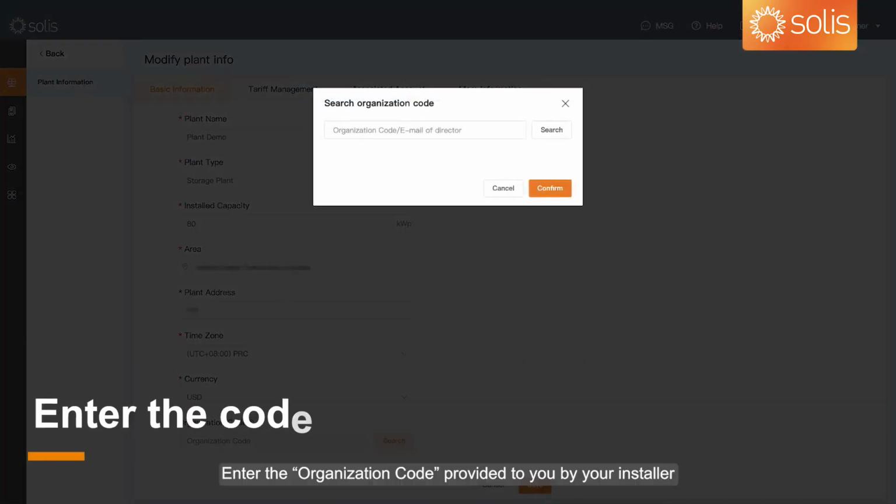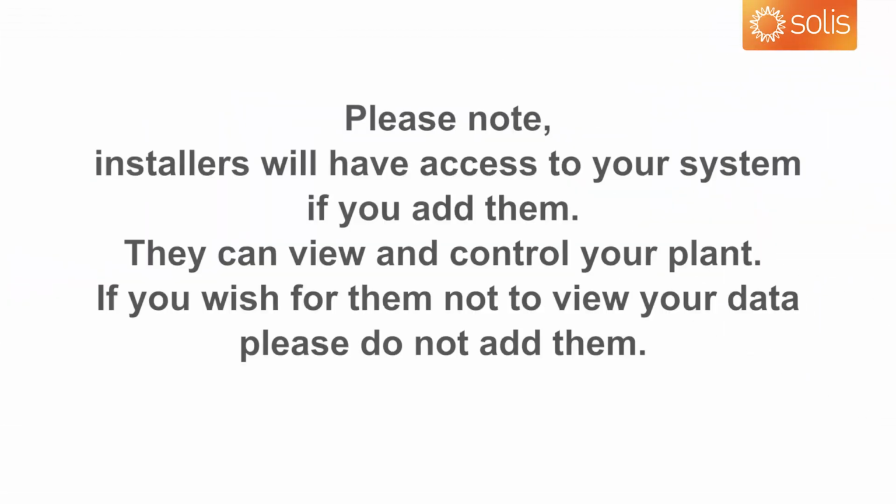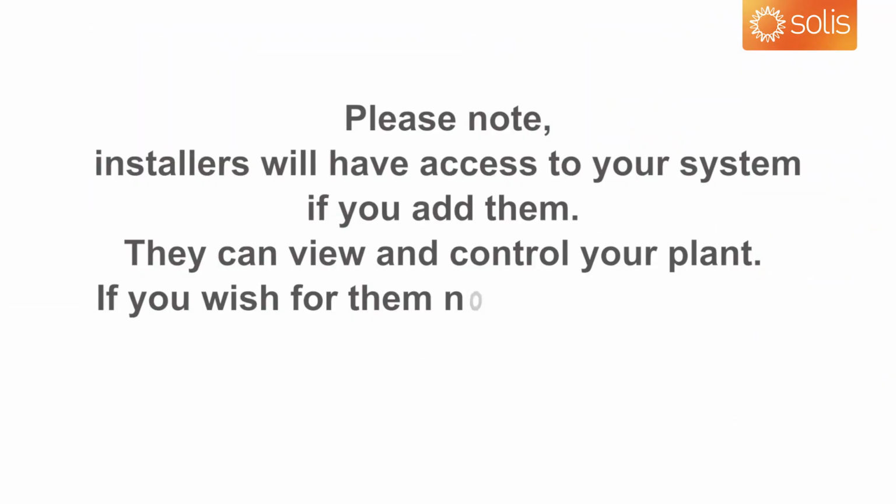Enter the organization code provided to you by your installer, which is usually a mobile phone number or an email address. Please note, installers will have access to your system if you add them. They can view and control your plant. If you wish for them not to view your data, please do not add them.